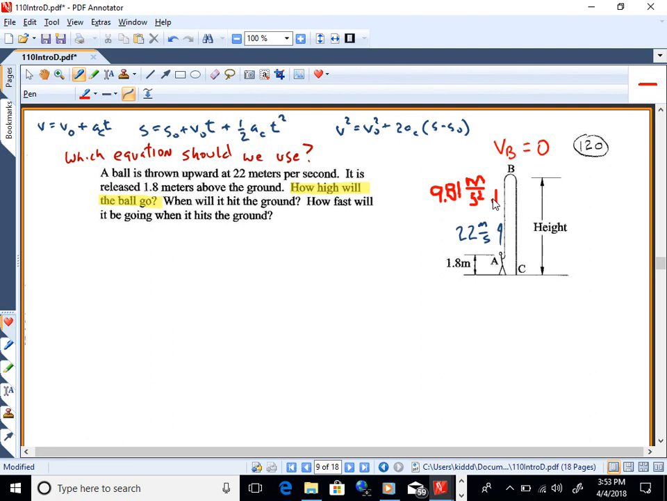So it is released 1.8 meters above the ground. How high will the ball go? Okay, now we express that with S, right? That's our variable that we use for displacement. So we want to find S, and we know S0, V0, V final, and we know the acceleration. So is there any of these that's going to get that for us?